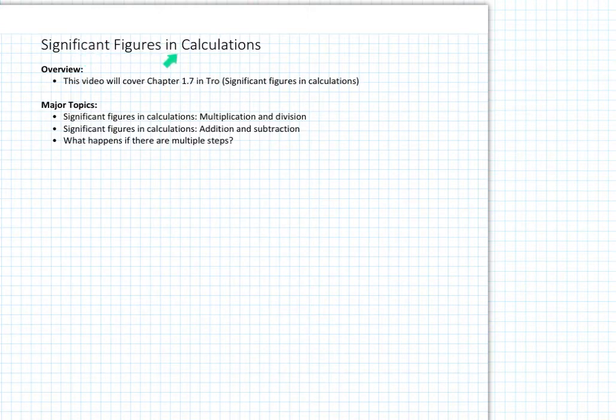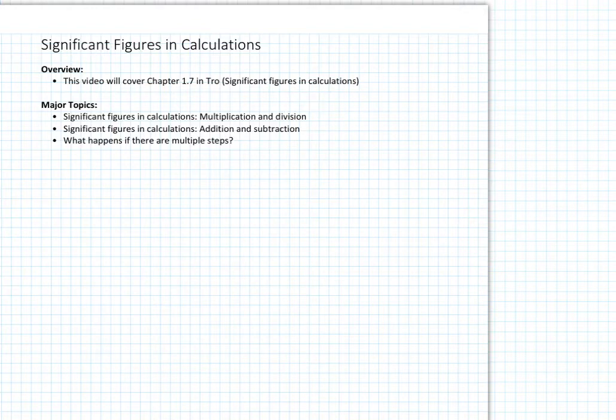Time for video number 2 in the topic of significant figures, and specifically we're going to talk about how to use them. In the last video we learned how to count the number of significant figures, and why you would use significant figures. This video we're going to learn how to use them in a calculation, which really is the important thing for chemistry. So again, this is chapter 1.7 intro, and the section heading is significant figures and calculations.